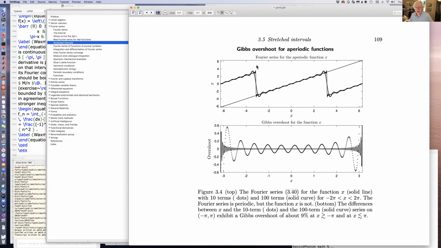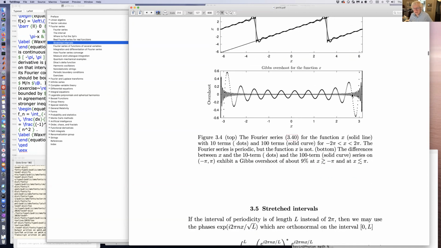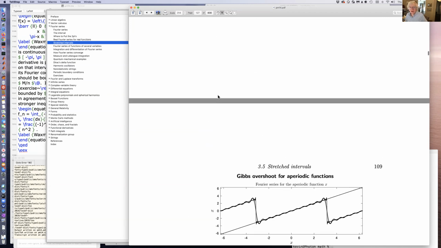And so you get jitteriness here, and the Fourier series goes too high here, it goes too high there. And if we look at this more carefully, then what we see at pi, the 100-term series is off by that much, and the 10-term series is off by even more. And this is called the Gibbs overshoot.